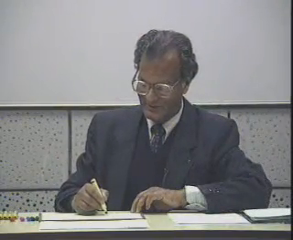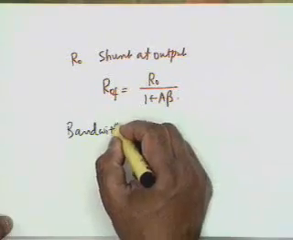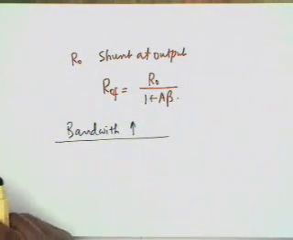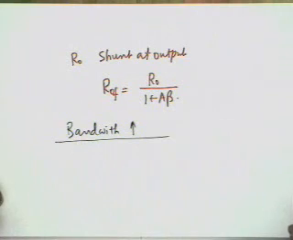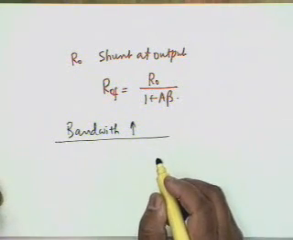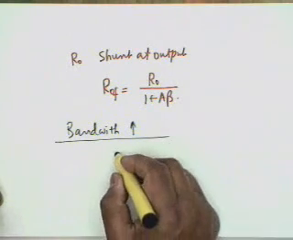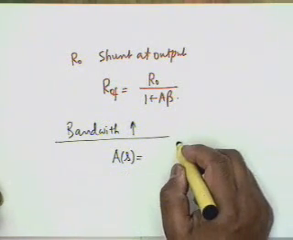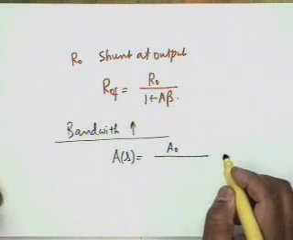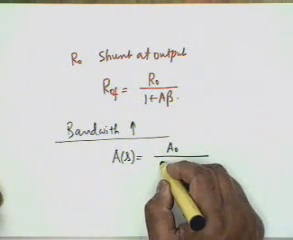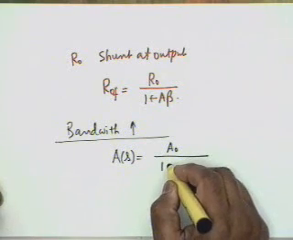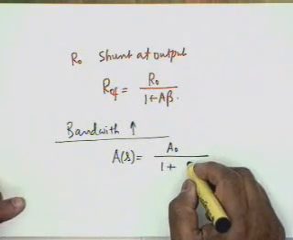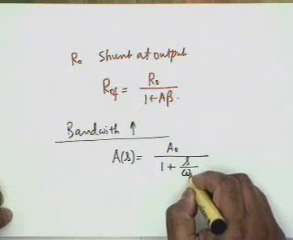Now, I also told you that negative feedback increases the bandwidth of an amplifier. It helps to improve the bandwidth of an amplifier, and that is very easy to establish. Suppose we consider the high frequency response of an amplifier. At high frequencies, an amplifier A of s is of the form A0, the midband gain, divided by 1 plus j omega by omega h. We replace j omega by s, so it becomes s by omega h. Agree?